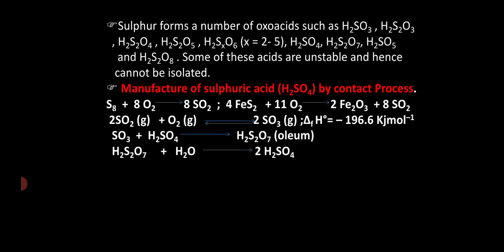Clear? So this process involves, as you can see in the reaction, that sulfur reacts with oxygen to form sulfur dioxide, or ferrous sulfide reacts with oxygen to form sulfur dioxide, SO2. You can see it on the screen. Now SO2 further reacts with oxygen to form SO3. Got it? And it's an exothermic reaction. SO3 does not form so easily.